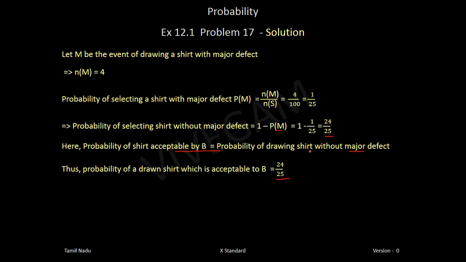So all we need to do is find the number of shirts with major defect, find the probability of drawing a shirt with major defect, then find the probability of selecting a shirt without major defect. Without means 1 minus this, right? Then that is the probability of a drawn shirt acceptable to B, because B accepts any shirt without major defect. Okay. So I hope I made it clear.